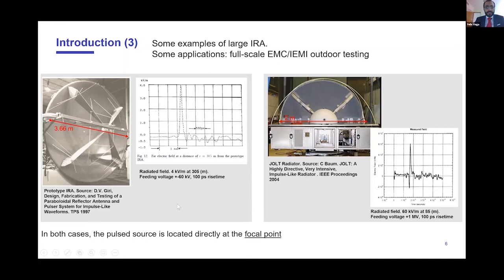On the right, you have the larger of these reflectors in terms of radiated field. This was called JOLT. It was able to radiate 60 kilovolts per meter at 85 meters of distance. In the first case, the prototype ERA, the feeding voltage was plus minus 60 kilovolts. In the case of the JOLT, the feeding voltage was 1 megavolt. You can see here the figure, the electric field radiated.